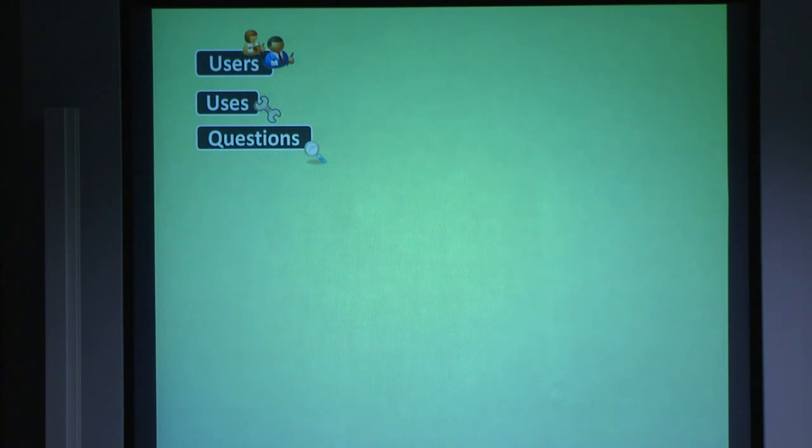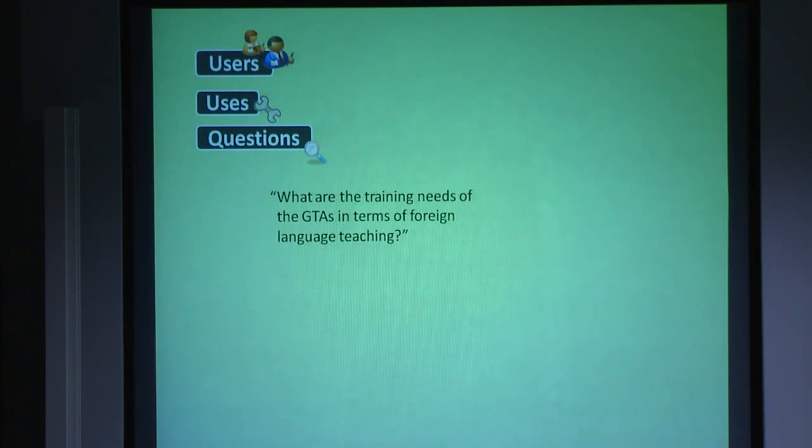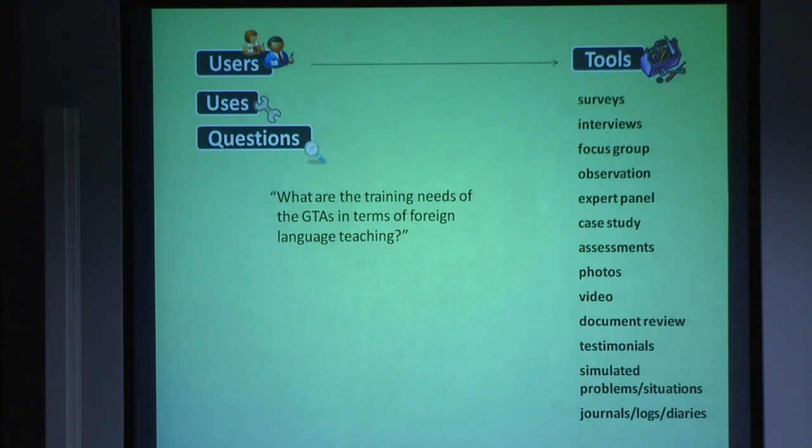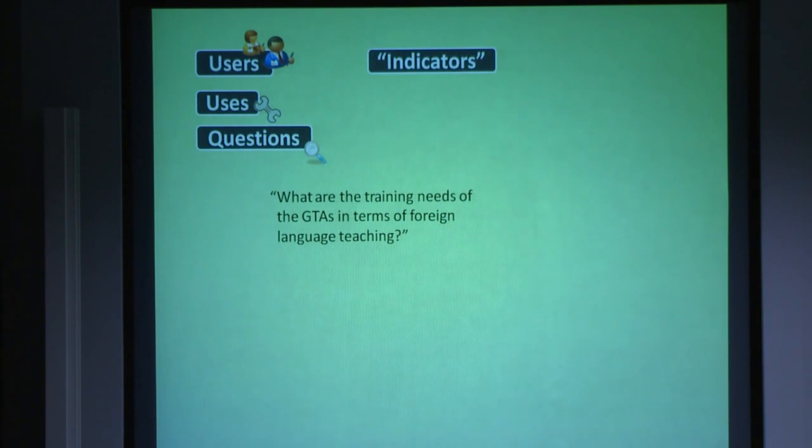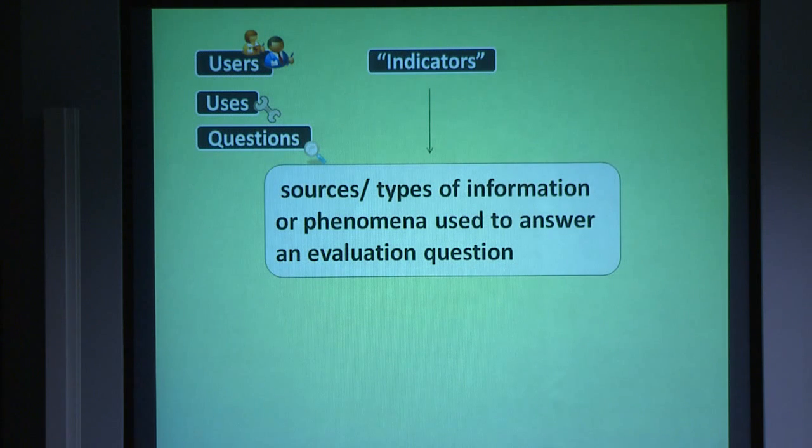So maybe the crucial question is, how do you go from, say, uses of information and evaluation questions, to the particular tools needed, and a survey, potentially? Well, imagine this question: what are the training needs of the GTAs in terms of foreign language teaching? Which tool is best to answer this question? Which tool is best to generate information that can be used? An intermediary step is recommended at this stage, and that is to identify indicators. What are indicators? This: sources and types of information or phenomena used to answer an evaluation question.